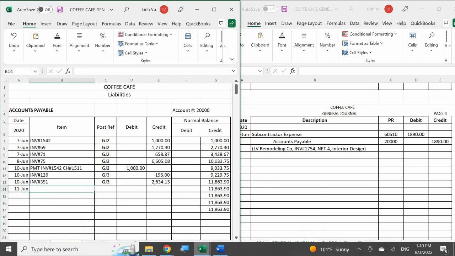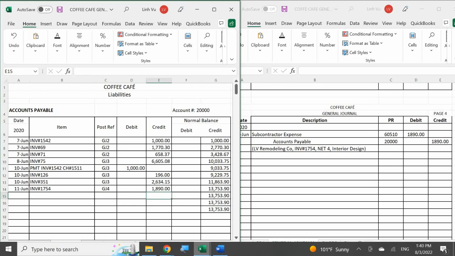Invoice number 1754, general journal, page 4. And we're going to increase our liability by $18.90. So that's going to bring my account balance up to $13,753.90. We just keep increasing our debt to larger and larger and larger.